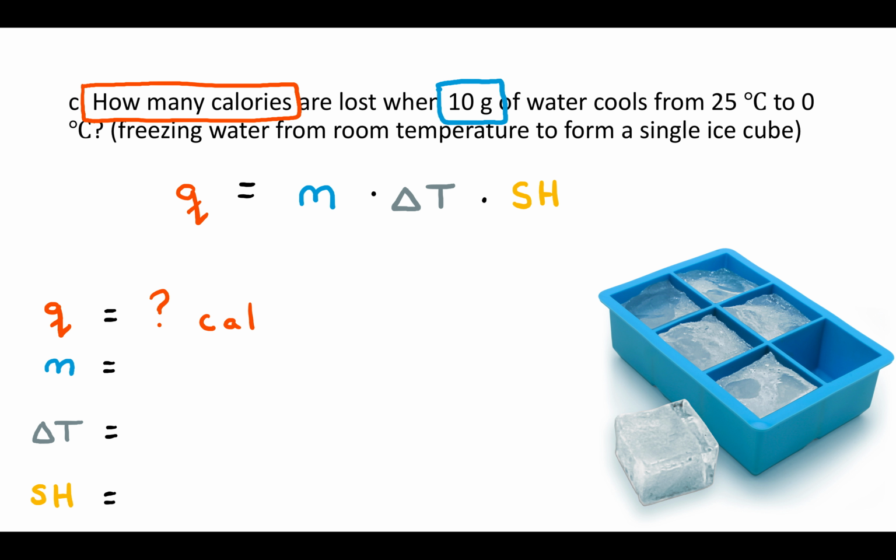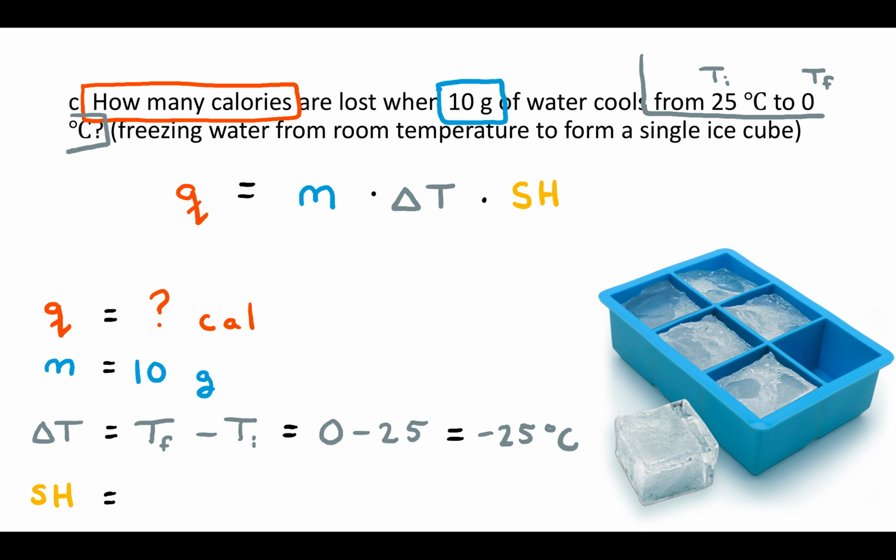Are lost when 10 grams of water, so those 10 grams, that's a mass, gram is the unit for mass, of water, cools from 25 degrees Celsius to 0 degrees Celsius. So these are temperatures. Now remember, delta T equals T final minus T initial. And here, the initial temperature is 25 degrees Celsius. That's where you're starting. You're coming from that, and you're going to the final temperature, which is 0 degrees Celsius. So delta T is T final, so 0, minus T initial, which is 25. So delta T is going to be negative 25 degrees Celsius.